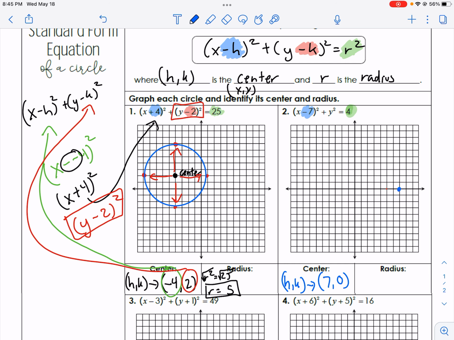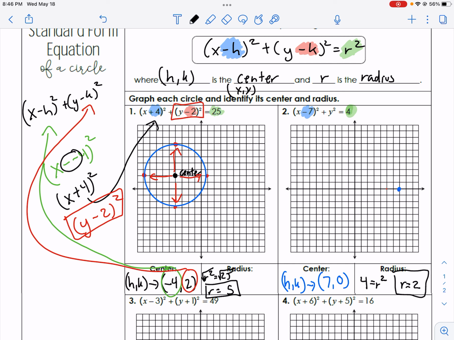All right, go ahead and find the radius, please. Find the radius. Go ahead and give it a pause. Find your radius and resume, please. All right, with my radius, I have my 4 as my r squared value. So that means my r is going to be 2.